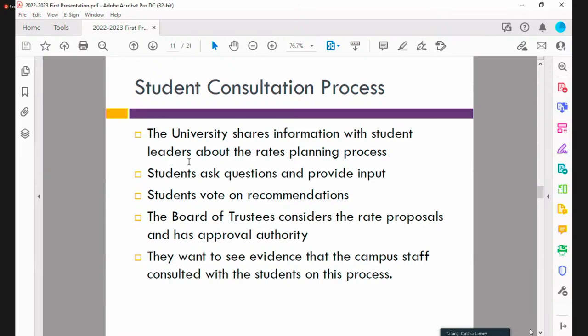The Board of Trustees considers these rate proposals. They have the authority to make the decision. They want to see evidence that the campus staff has consulted with students. So they actually ask the university to send information, but they also want letters from students. And that is something that will be a responsibility next semester.